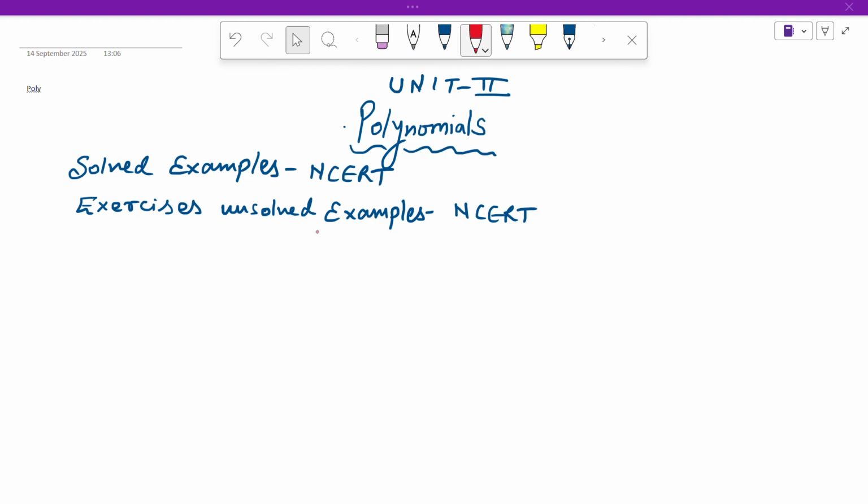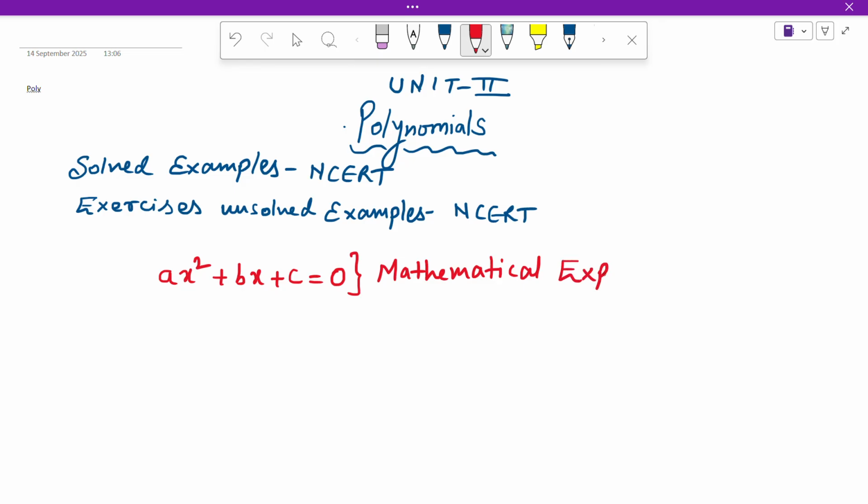So the second unit is polynomials. So basically, if I write an equation or an expression like this, ax square plus bx plus c equals to 0, then what are the various components of this expression? So this is basically a mathematical expression. In this mathematical expression, we are having ax square plus bx plus c equals to 0.